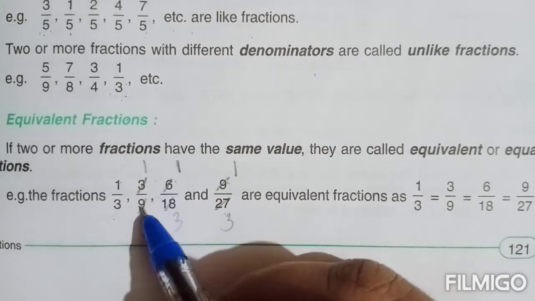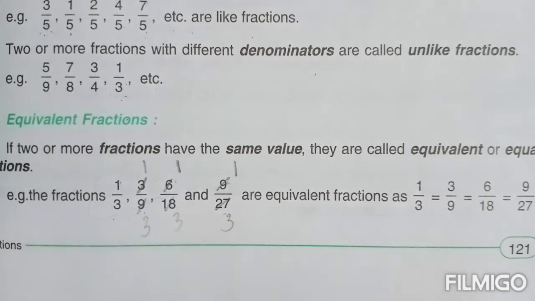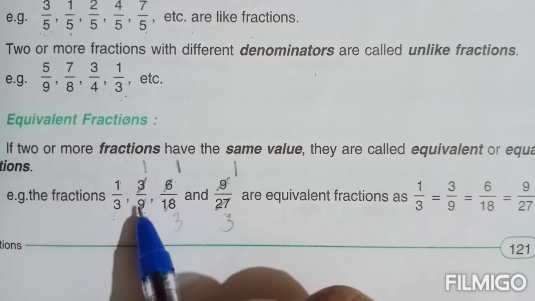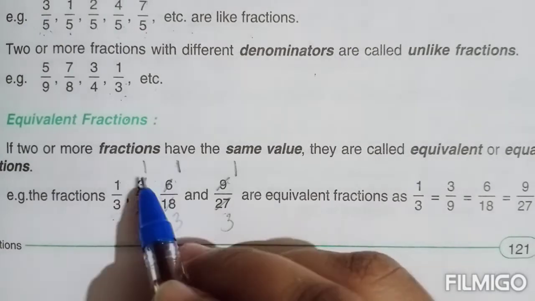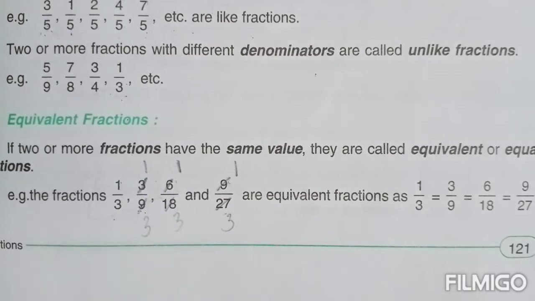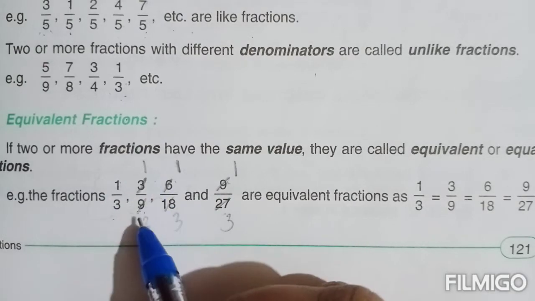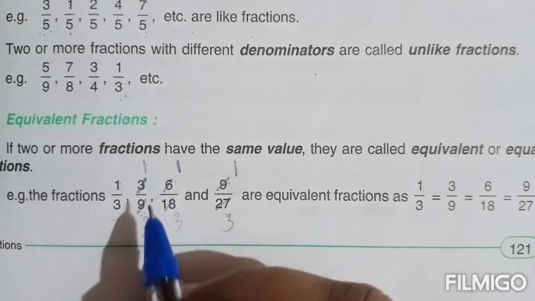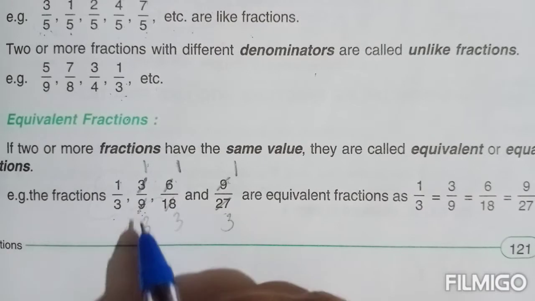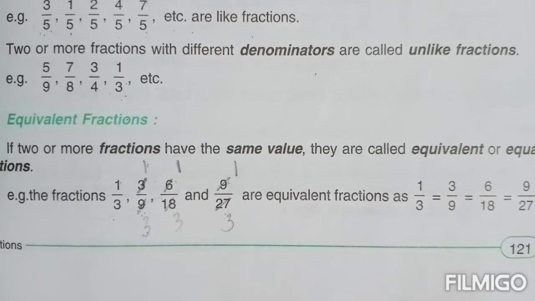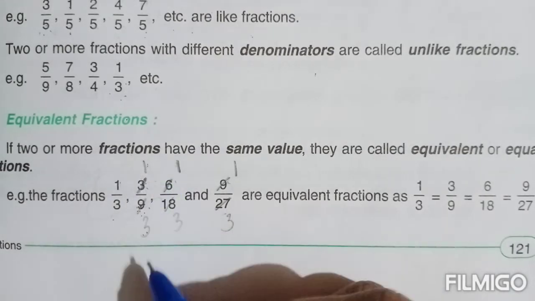Next fraction, 3 by 9. Actually, 3 by 9 we can write in its lowest term. 3 and 9 have a common factor 3, so we can reduce it and it will be 1 by 3 only. 3 divided by 3 is 1, 9 divided by 3 is 3. So the value of the fraction 3 by 9 is actually 1 by 3.